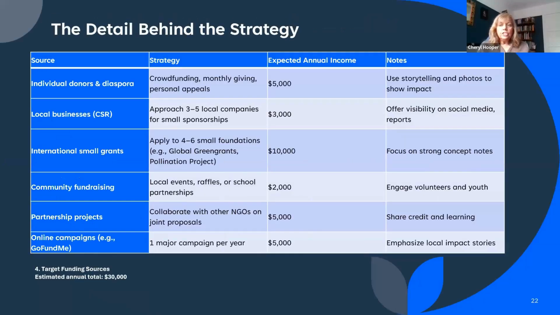Then, just to show a bit more detail, here's the breakdown behind other revenue streams and how this could be achieved. You will see that different revenue streams have been allocated certain amounts depending on what in this case was felt to be realistic, and then there are some notes behind that in terms of where and how you might approach that.